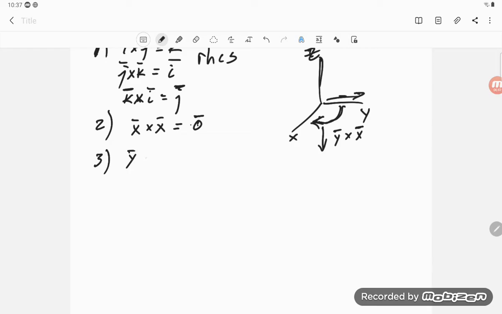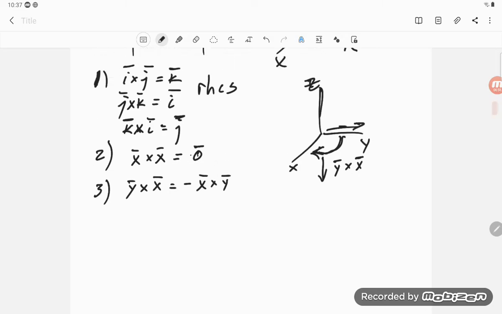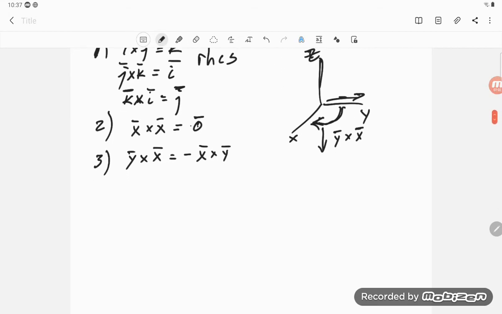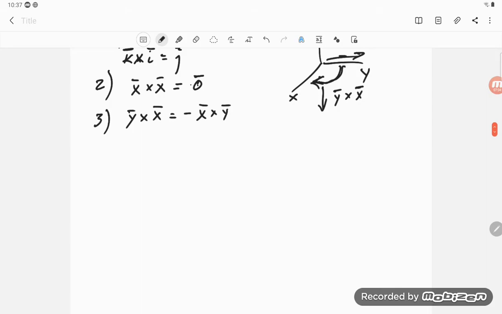We've mentioned that y cross x is the negative of x cross y. If you think of the cross product as being this determinant up here, then swapping rows would certainly show that property.